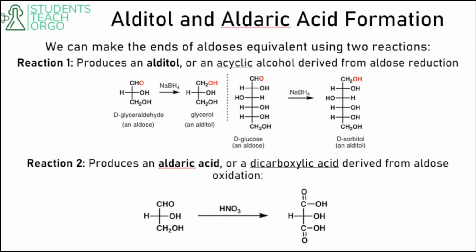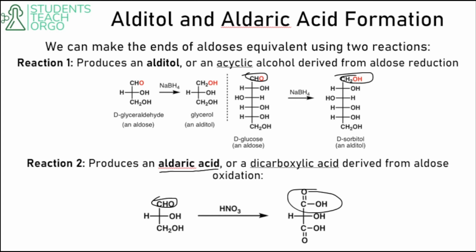Anyways, besides the point. So the second reaction, we can produce what's called an aldaric acid, and basically this is just a carboxylic acid at both ends. So we take this aldehyde end and we turn it to carboxylic acid. Here we're taking the aldehyde and we're just reducing it into an OH. Here we're oxidizing it and making it a carboxylic acid.